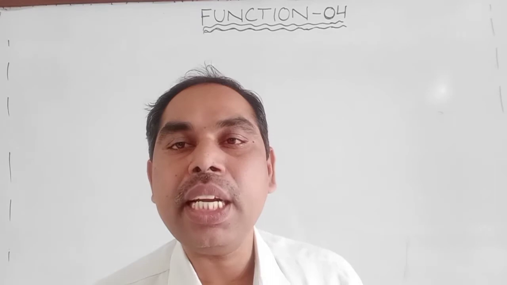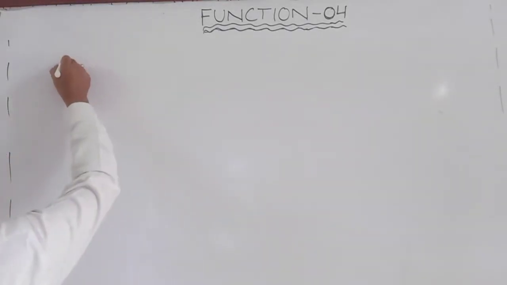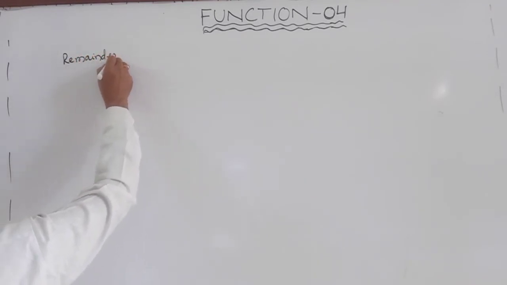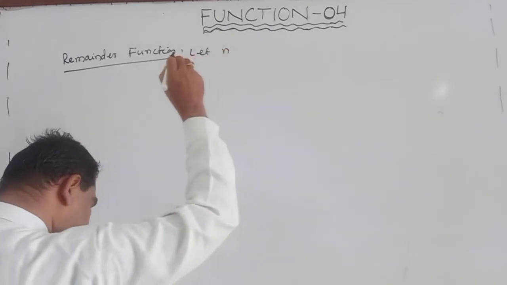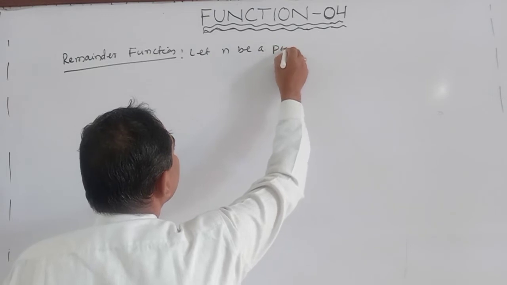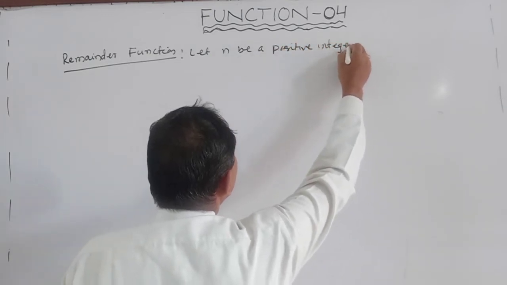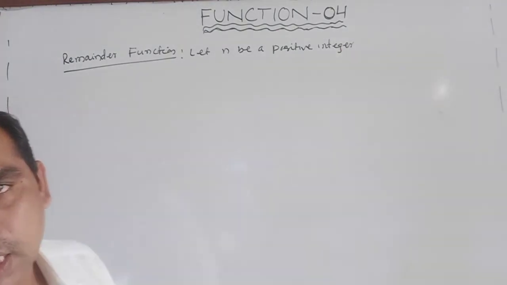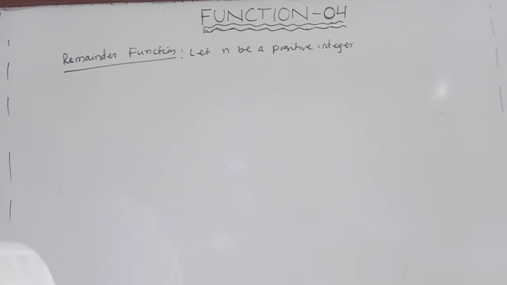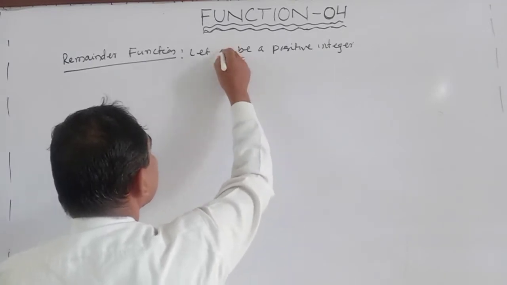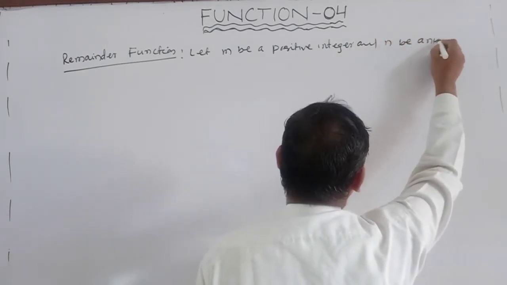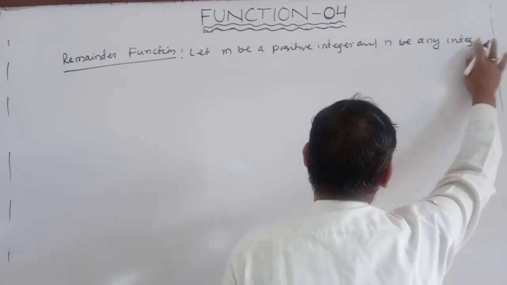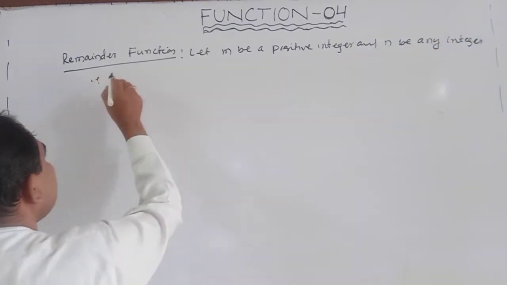Okay. Next one, remainder function. Let m be a positive integer and n be any integer, that is n belongs to Z.